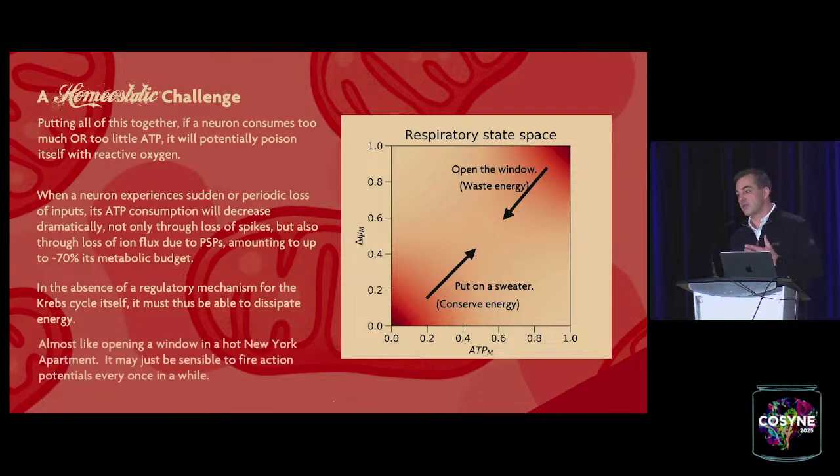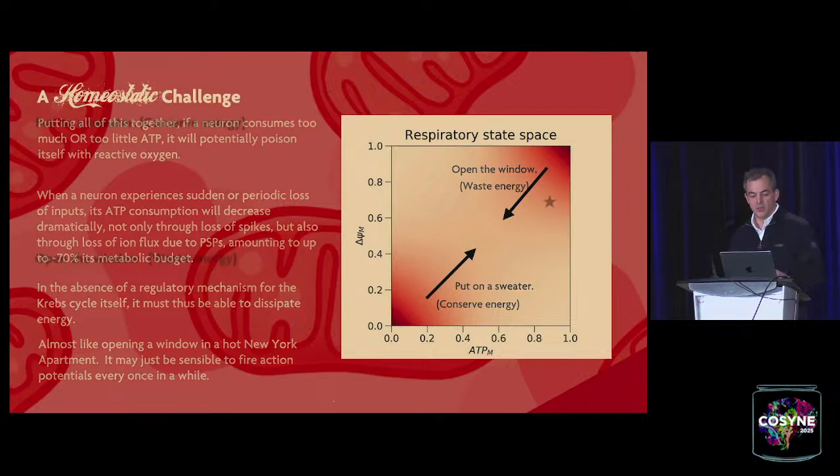And other cells have a similar problem. Muscle cells have that problem, for example. Muscle cells solve that problem by converting ATP directly into heat. Neurons can't do that because neurons will cook themselves, right? If you produce heat inside of your cage, that's a bad idea. And you don't have a window like we do in New York City. But what they can do is periodically get rid of ATP in another way, which is to depolarize the membrane potential and spike. And so that's what we proposed.